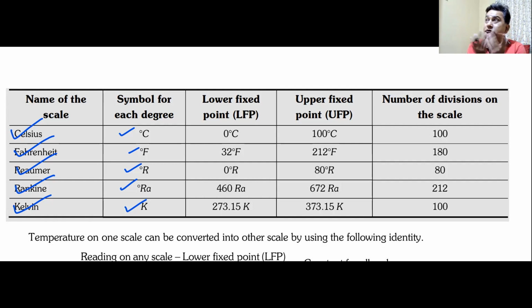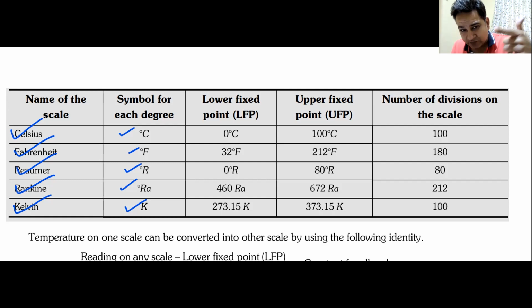But then how do I call this 500 or this 400? From where do I get numbers? Now to get these numbers, we have to fix points. Two points were fixed for all these scales. Since the most abundant thing on this planet is water, and without water there is no life, we took water. Most of the things in thermodynamics are defined on water.